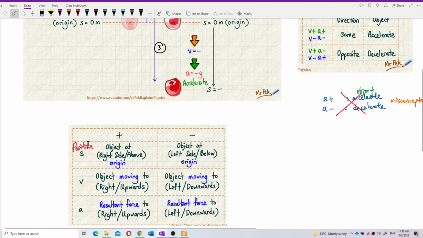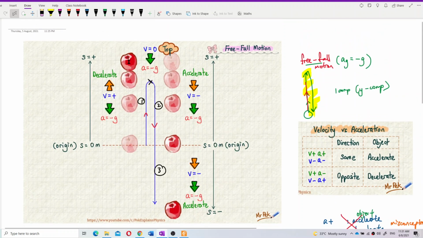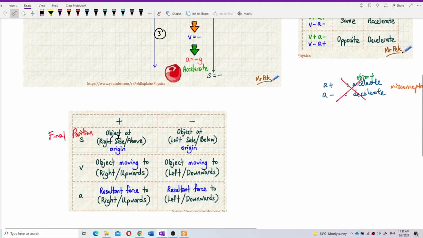Where is the final position compared to the origin? Displacement is about the final position compared to origin. Is it above or below origin? If above origin, it is positive; if below origin, it is negative. So the object moved up to here. This is the final position. This final position is above the origin, so that's why displacement is positive.